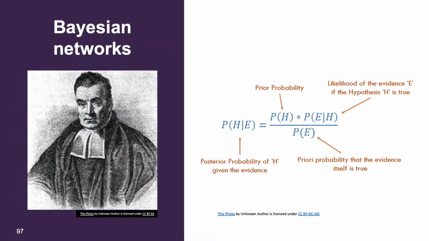Over on the right-hand side, we have quite a simple equation that is Bayes' theorem, and it's probabilities. So the H and the E stand for hypothesis and evidence. So this is basically saying probability of the hypothesis given the evidence is equal to the probability of the hypothesis times the probability of the evidence given the hypothesis, all divided by the probability of evidence.